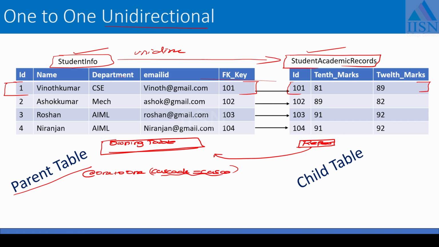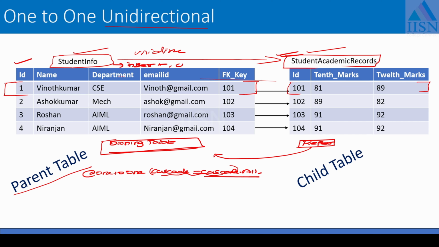Okay, so I'm just going to give the cascade type, which is going to be all. So what is a cascade type all about? Whenever any change happens on the student info, that change is going to happen on the student academic record also. If I perform the insert operation on this particular table, that insert operation is going to happen on the student academic records also.